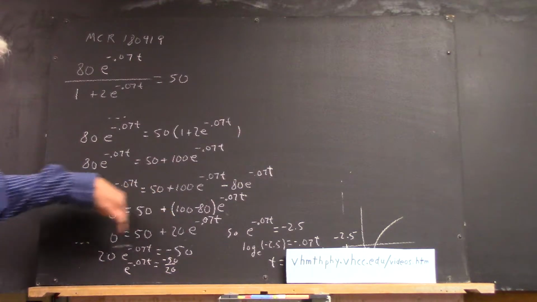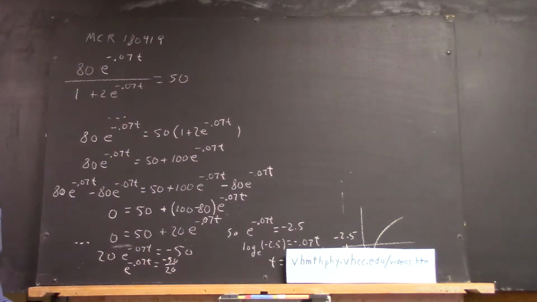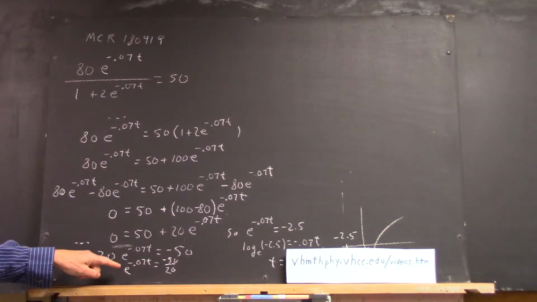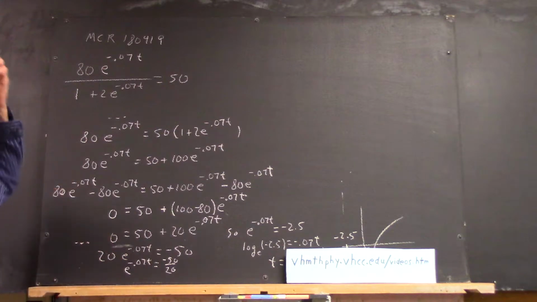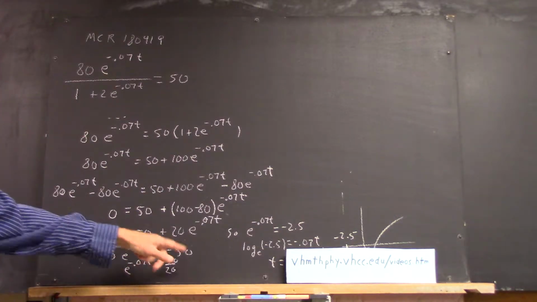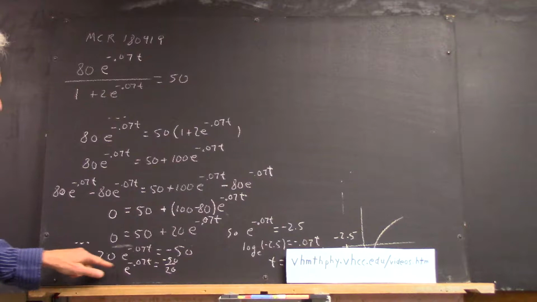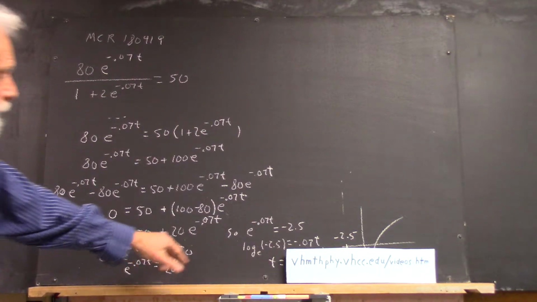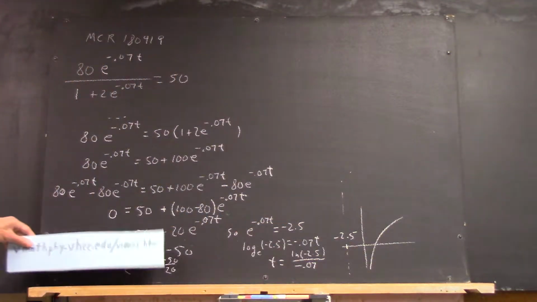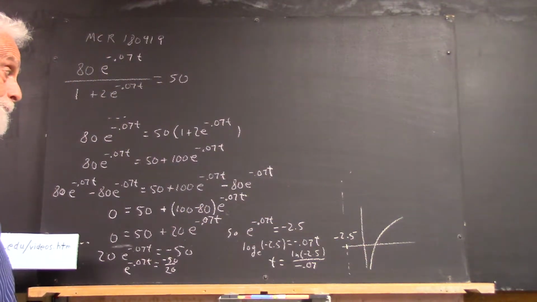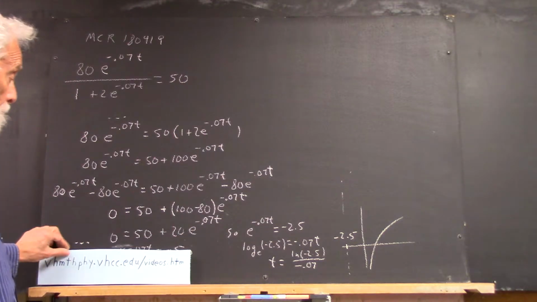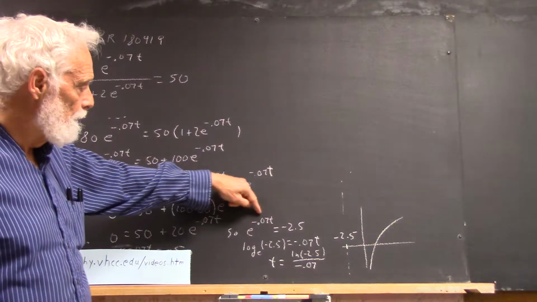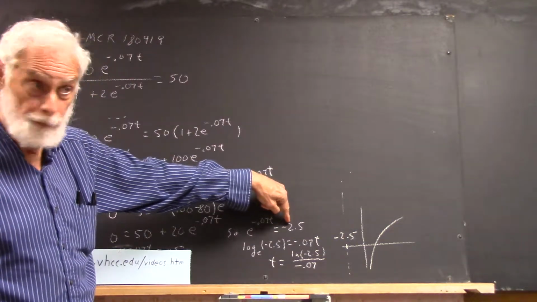Okay, so now we subtract 50 from both sides, right? And we're at the stage where we have 20 e to the negative 0.07t equals negative 50. And then we divide by the 20 and we get this, and that's all very straightforward. Now, the 50 divided by 20 is 2.5, and of course it's going to be a negative 2.5, so this leads us immediately to e to the negative 0.07t equals negative 2.5, right?